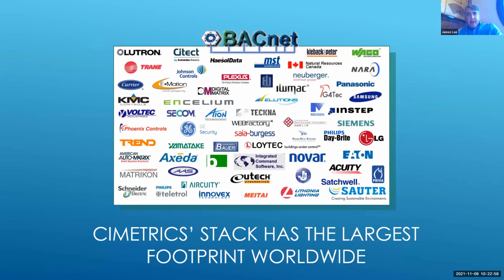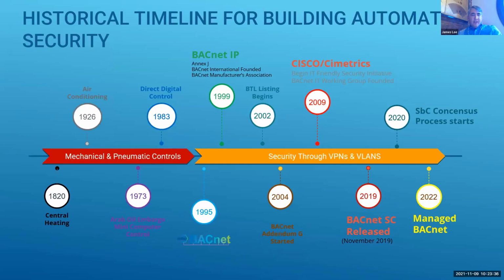So I mentioned that Cimetrics has been in the communication technology business for many years. This is just a list of some of the people that we've supplied BACnet to worldwide. You can see HVAC controls companies, lighting companies, security, fire, etc. So the key is that we have some responsibility to this broad customer base, we have to innovate in our existing communication platforms and build in cybersecurity. And because of that, we've been working on that process for a long time.